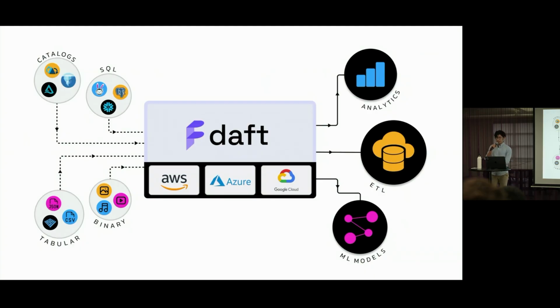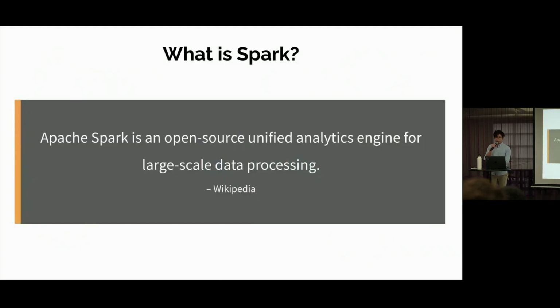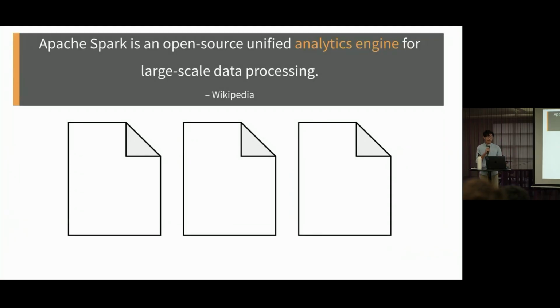Now we're going to talk a bit more about Spark, right? So what is Spark? Apache Spark is, this is a quote from Wikipedia, an open source unified analytics engine for large-scale data processing. Let's break down what all this means, because I know this is a systems meeting, but we're not all distributed data systems people. There's a lot more to systems than that.